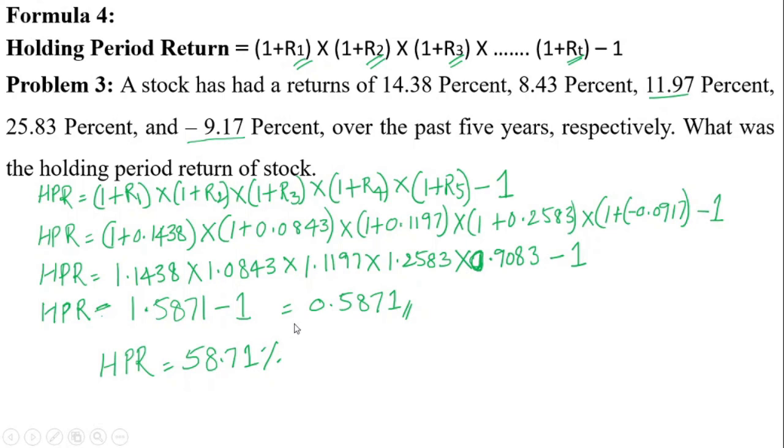So here the returns are given for more than 1 year. Even if negative returns are given, we can include them in the formula, insert the values into the formula, and then calculate the holding period return. This is the procedure we have to follow for the calculation of holding period return.